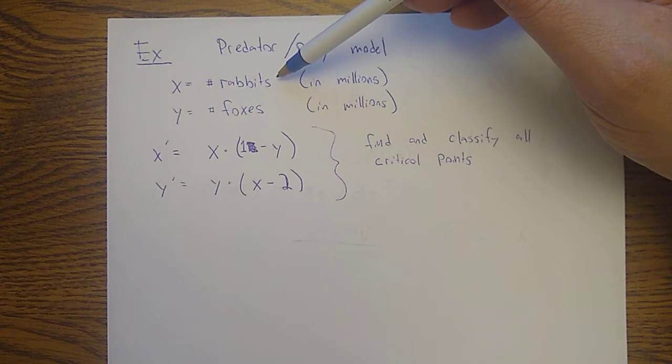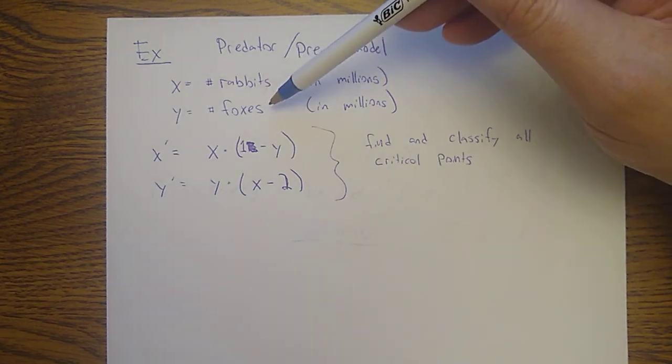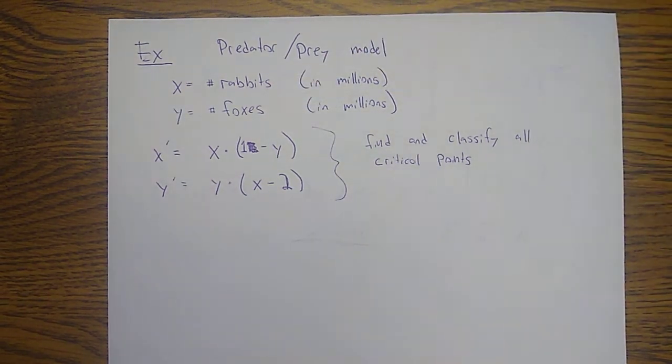So let's consider the following example. Let's say that X is the number of rabbits in millions and Y is the number of foxes in millions. Foxes do eat rabbits. I Googled it because I was doing this example, and I was like, do foxes actually eat rabbits? But they do.